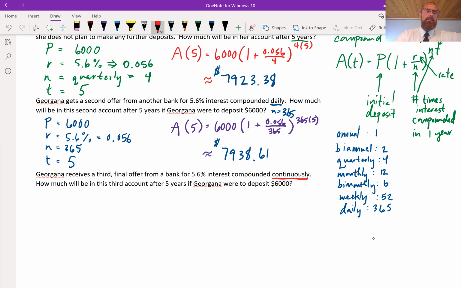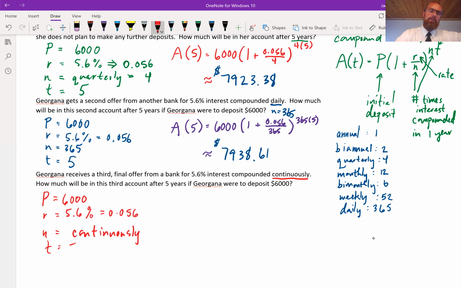So what I've got to note is that still the principal is $6,000. The rate is also still 5.6%, which as a decimal is 0.056. The n value is not mentioned. That word that followed compounded was the word continuously. And what we'll see is how that changes our formula in a moment. Our t value is still 5. So the only thing that's changed is how frequently I'm going to compound the interest.